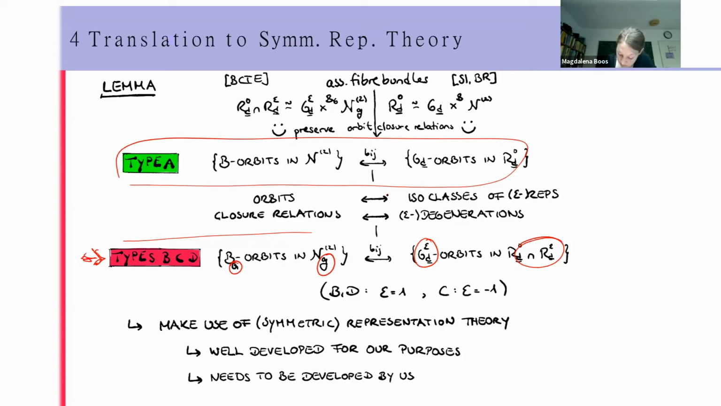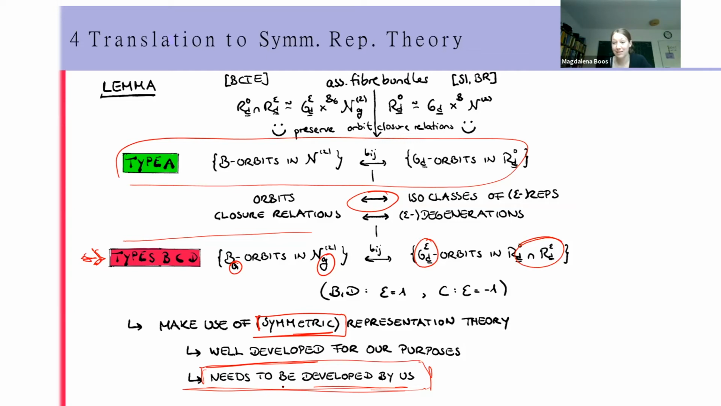And the orbits are given by isoclasses of epsilon representations now, and the closure relations we will look at later. In this case, we make use of symmetric representation theory. I can't say it is well developed for our purposes, because it's just not. So we figured this one needs to be developed by us, which, of course, as first you want quick results and you think, too bad, but actually it's a lot of fun. And that's what Giovanni and I work on now. We try to develop further what's known about symmetric representation theory.